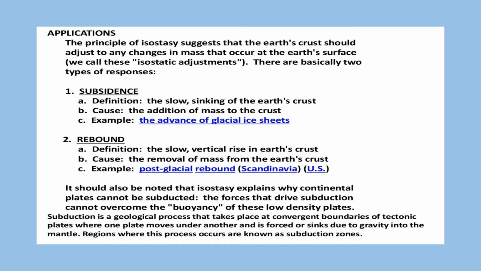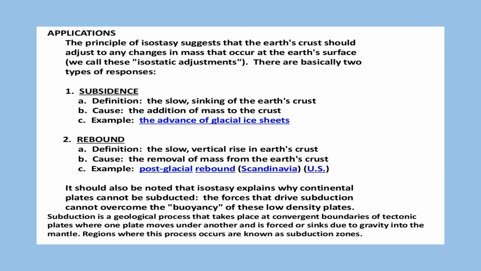The subsidence response is the slow sinking of the Earth's crust, and it is caused by the addition of mass to the crust. Its examples include the advance of glacial ice sheets. The rebound response is the slow vertical rise in the Earth's crust, and it is caused by the removal of mass from the Earth's crust. For example, post-glacial rebound.